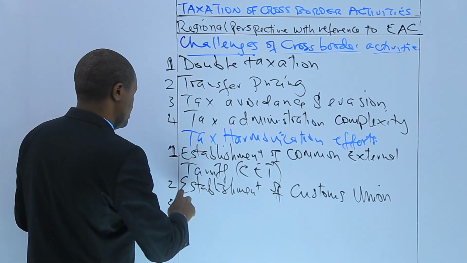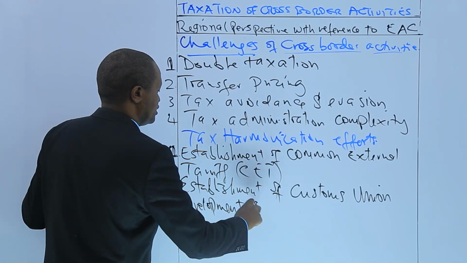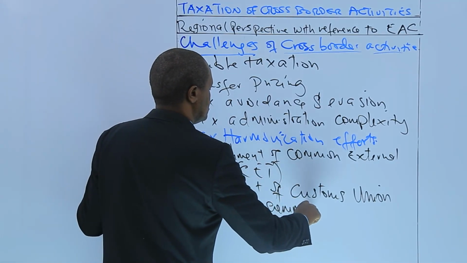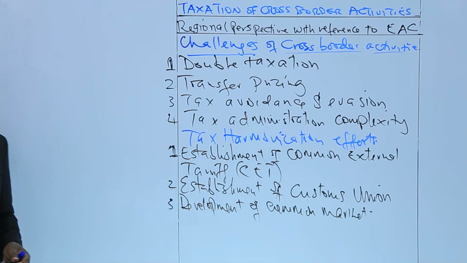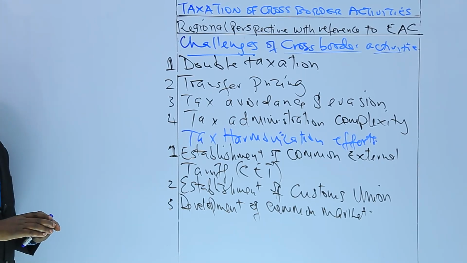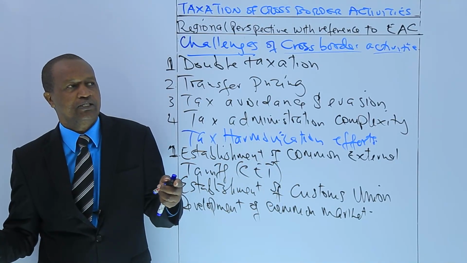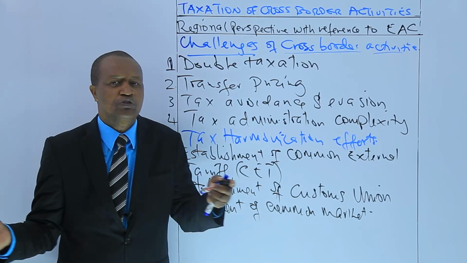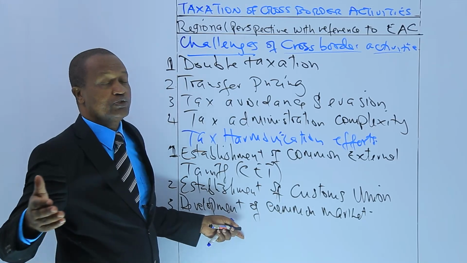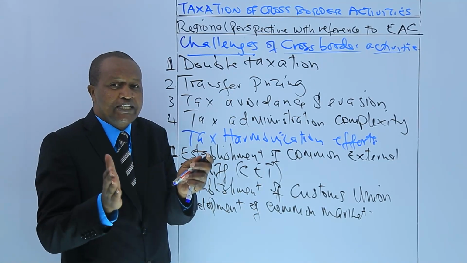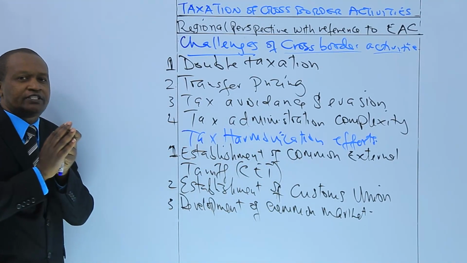Three, development of a common market. The East African Community Common Market allows for the free movement of goods. It facilitates the free movement of services, free movement of capital, and also free movement of labor within the region, which enhances cross-border activities.